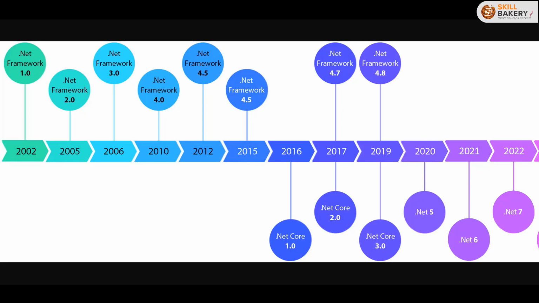Then in 2012 we had .NET Framework 4.5, and in 2016 we had .NET Core 1.0, we had .NET Framework 4.7 as well as .NET Core 2.0, and then in the year 2019 we had .NET Framework 4.8 and .NET Core 3.0. In the year 2020 we migrated to .NET and the version was .NET 5. Then in the year 2021 we had .NET 6, and in 2022 we had .NET 7, and in the year 2023 .NET 8 is scheduled for release.